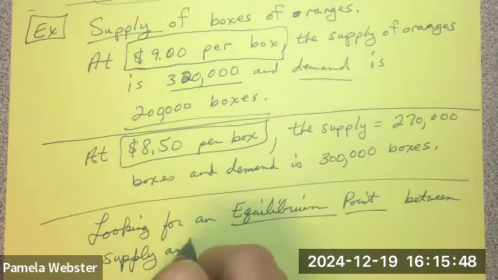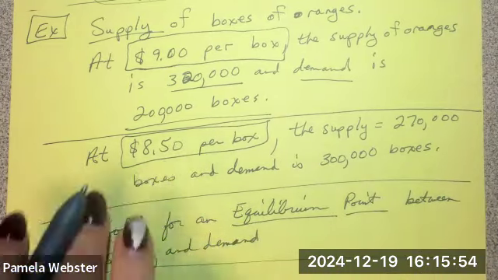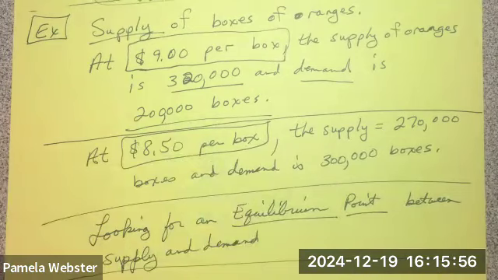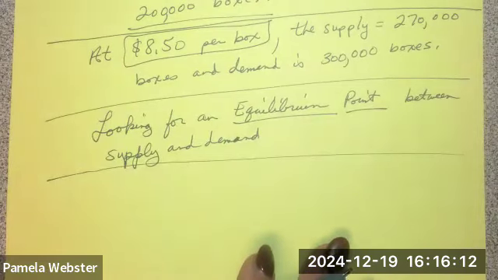So basically, what we're saying is we really want those two to match, right? If $9 is too much for the buyers and $8.50 is too little for the suppliers, then maybe somewhere in between there, everybody will be happy. That's what we're looking for. Can you meet me in the middle kind of thing? And that's what the equilibrium point is going to be.